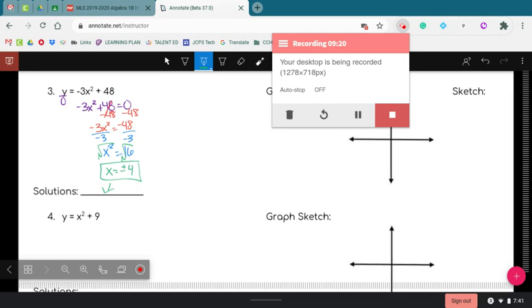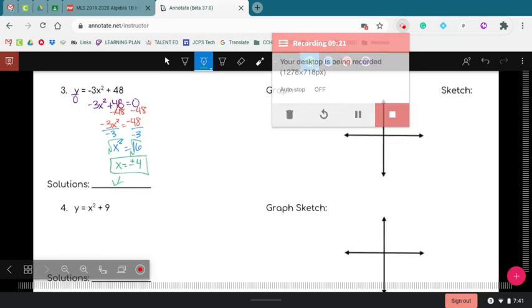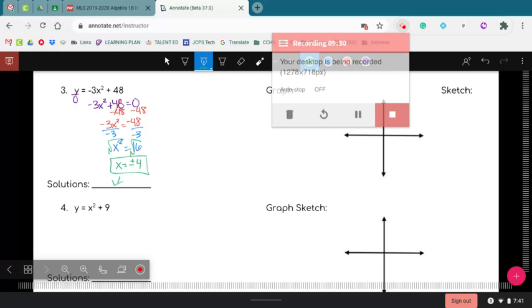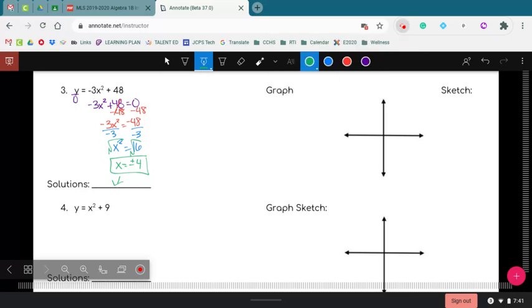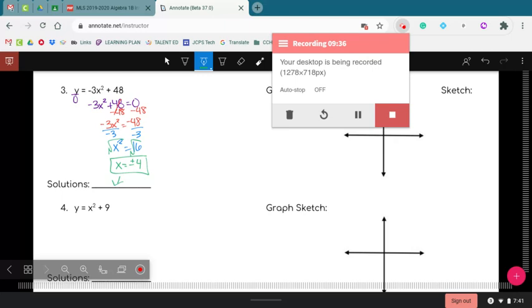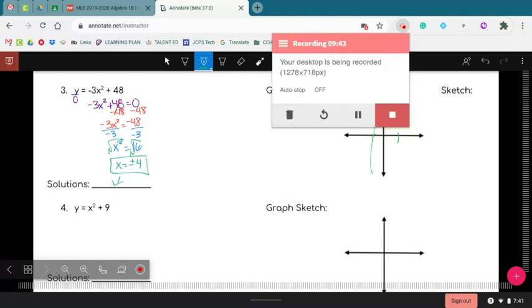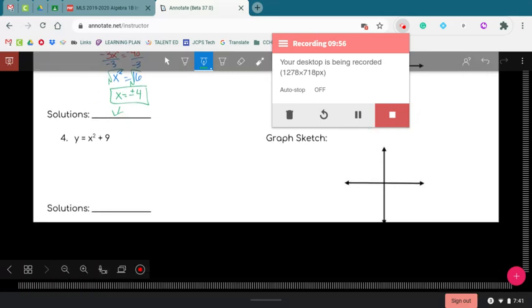So in sketching this graph, my vertex is going to be way up here at 48. So it's going to be really high up there. And then I'm going to have a 4 and a negative 4. Then I'm going to have my parabola. That is what my sketch is going to look like. And you can always put these in a calculator. You may just have to change your window a little bit.